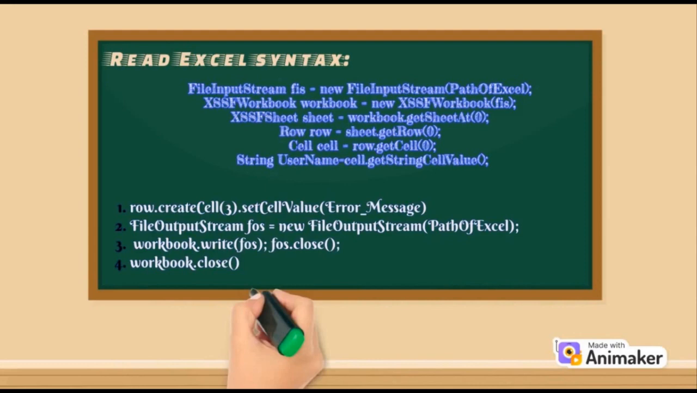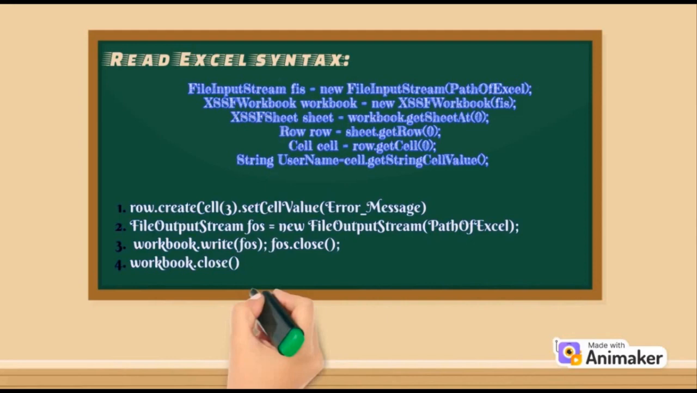Row.getCell(0). Now the pointer is exactly on the first cell of the first sheet of the workbook. Now cell.getStringCellValue means it will return the string value which is inside the first cell. If you want to take a number, the function will be different. Okay, so this is how we read the Excel.